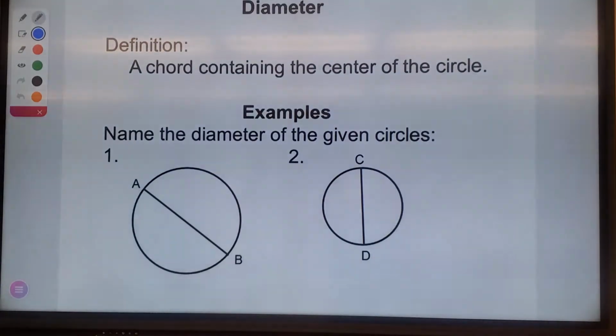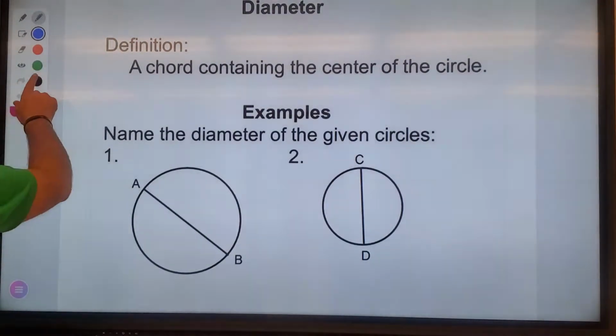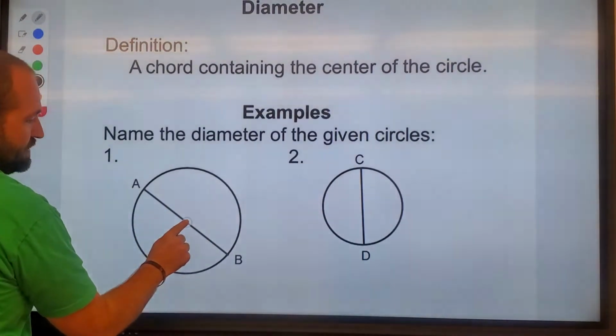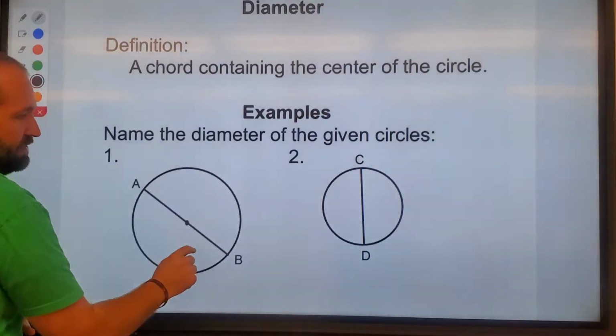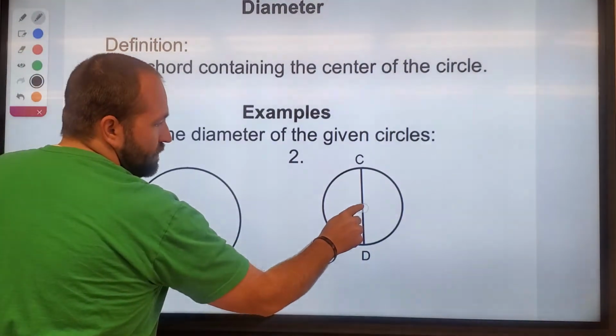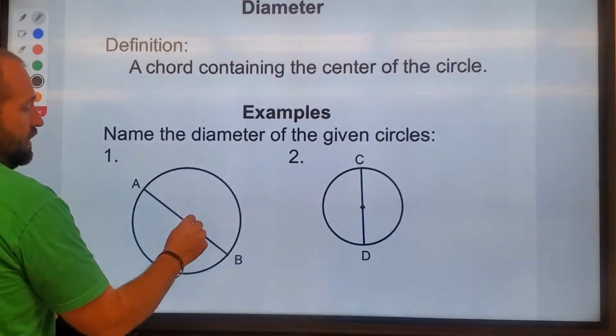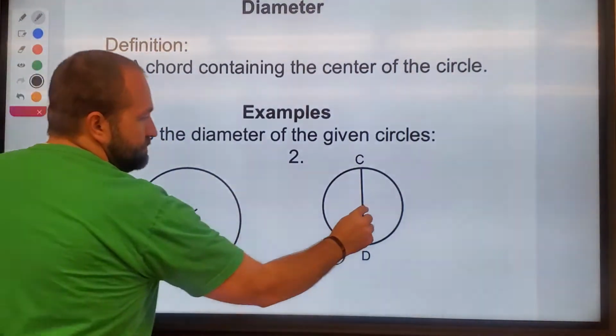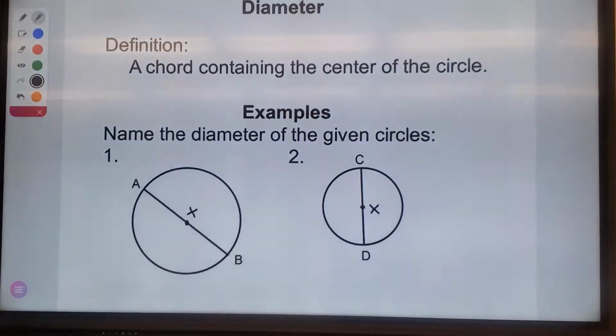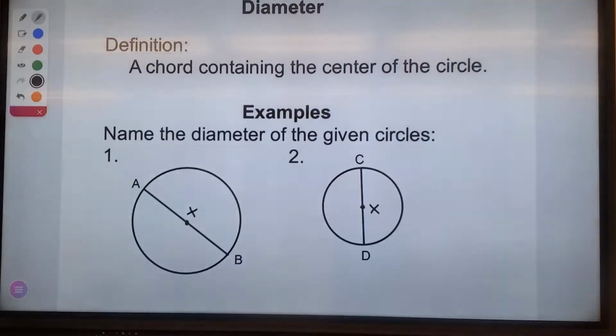Diameter. Diameter is a very specific chord that contains the center of the circle. Again, this is one of those things where on the examples I should present a dot in the center. Let's call it X for both of them. That way you know that it for sure goes through the center of the circle because I'm identifying the center of the circle. But again, if you have questions about that, please by all means ask away.